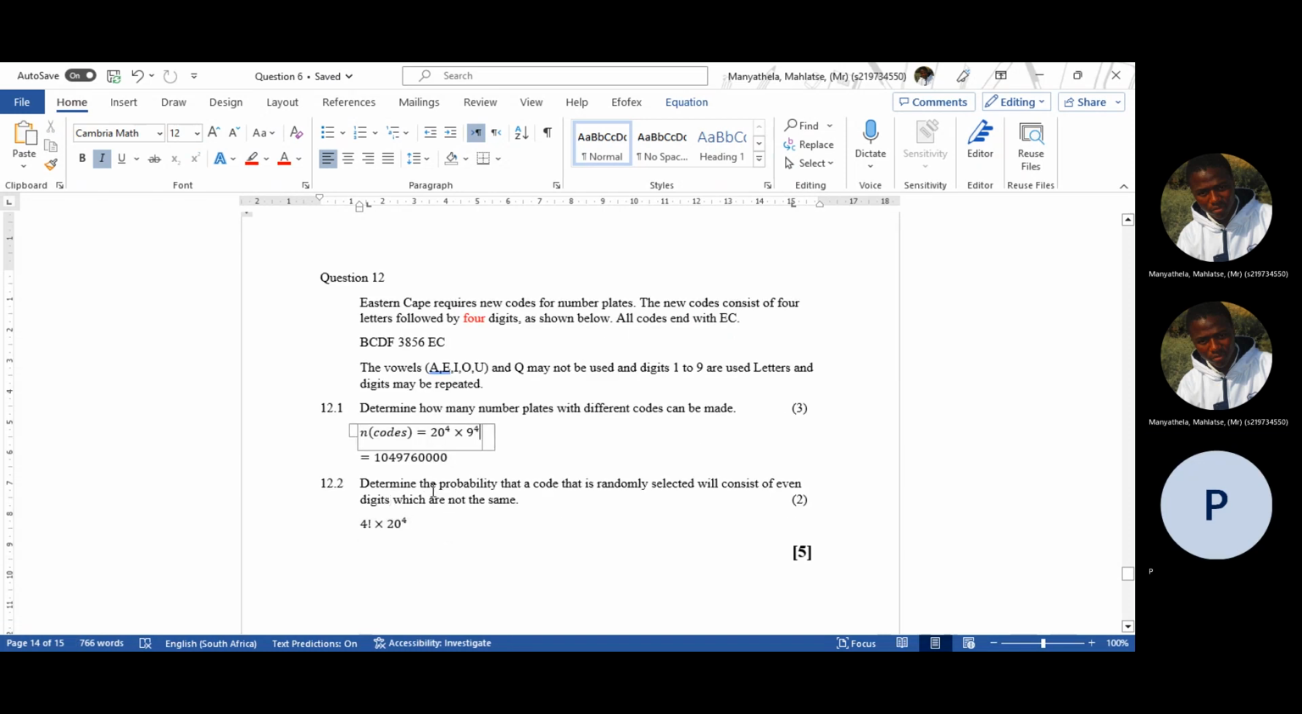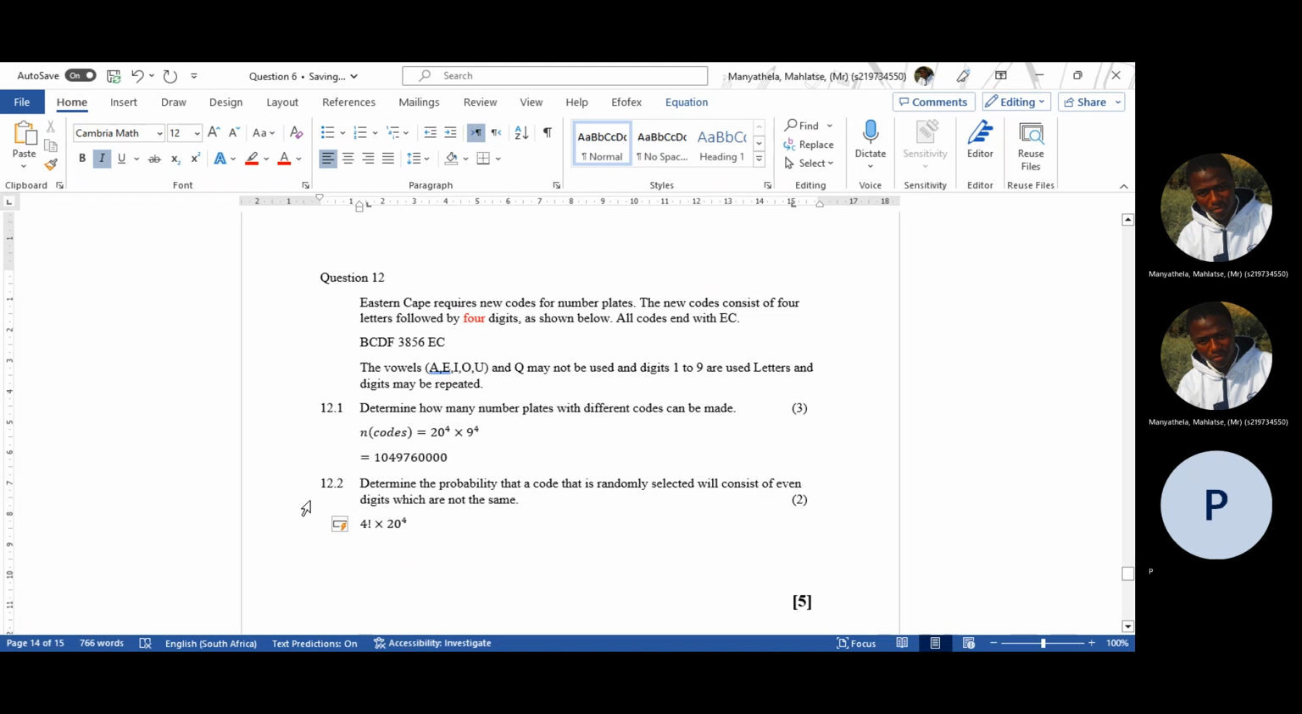So to determine the probability that a code randomly selected will consist of even digits which are not the same, we say 4 factorial times 20 to the exponent 4, because these letters may not be used. They are out. So 26 minus 6 is 20. That is why we raise it to the exponent and multiply by 20. And then the 4 is for the digits that are to follow.